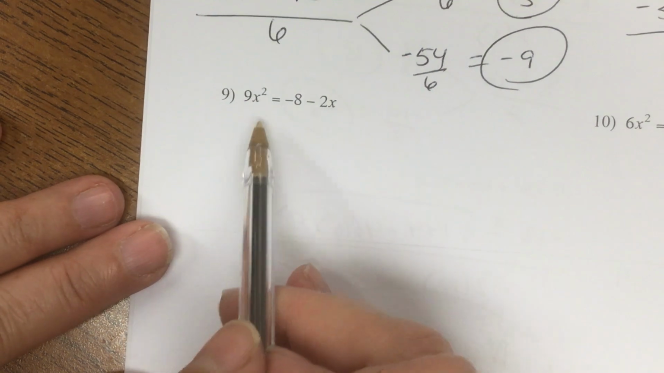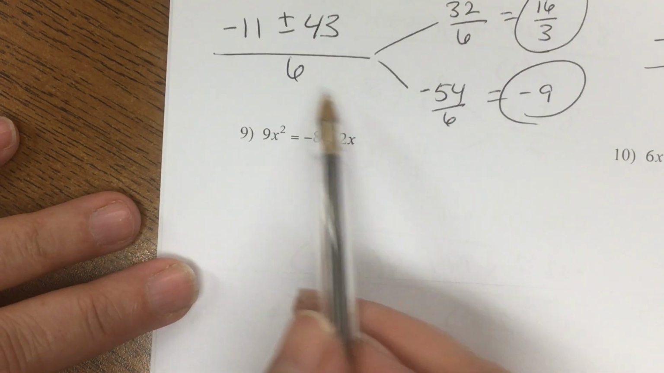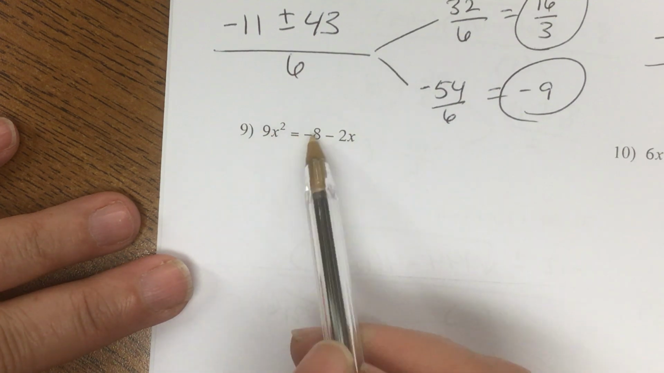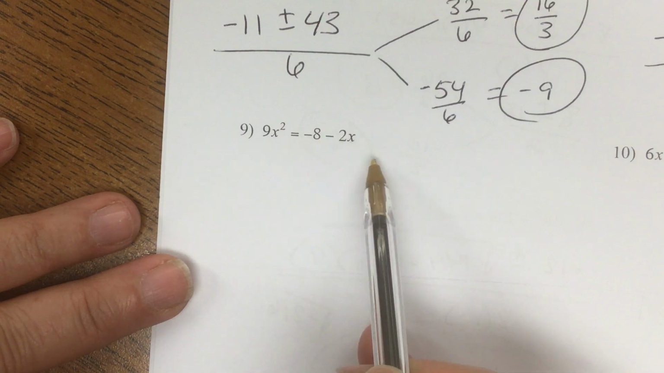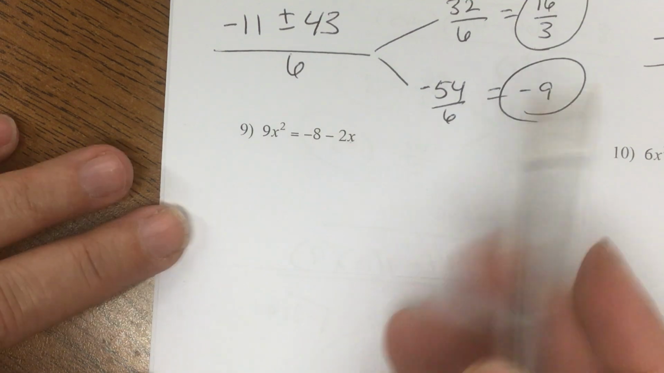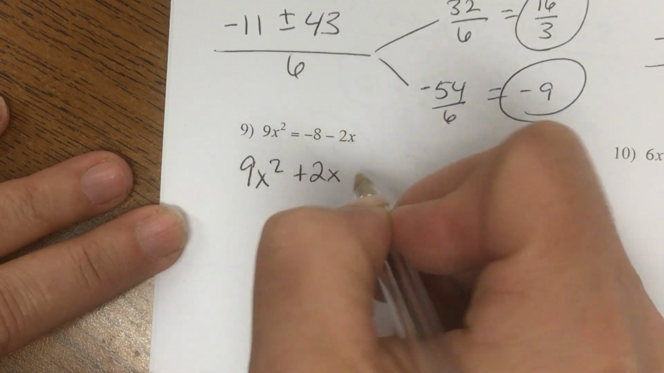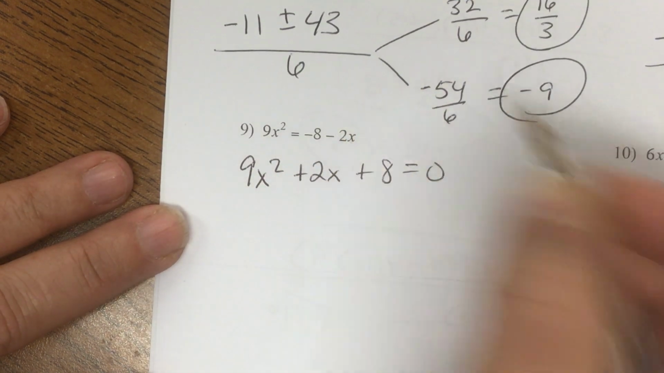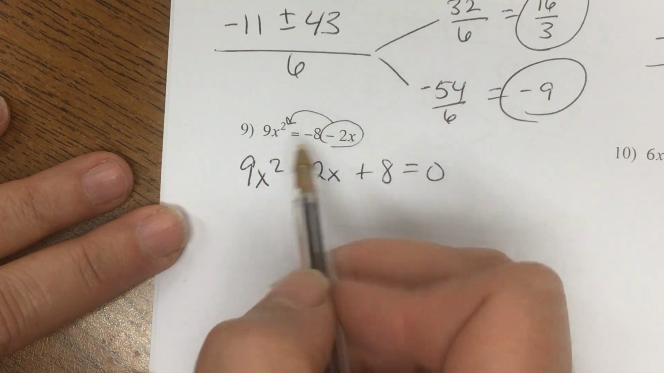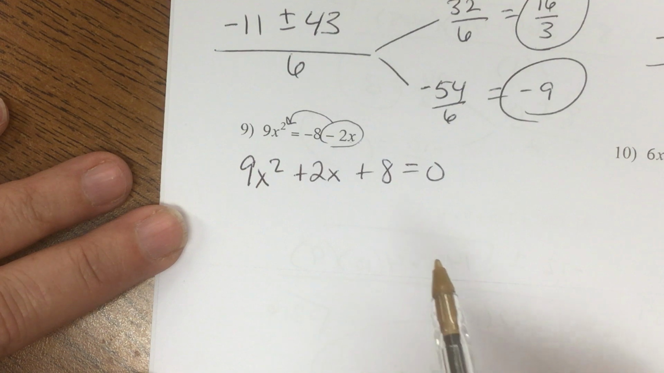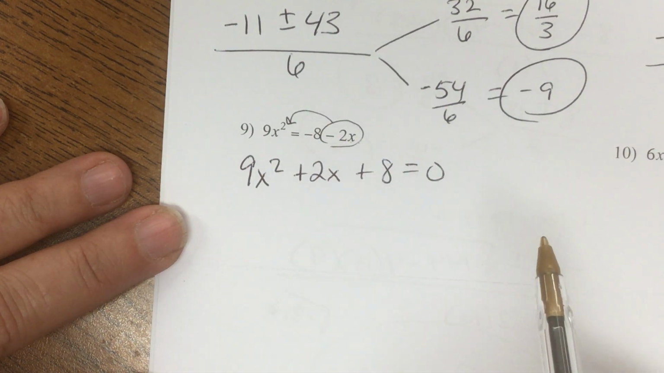Number 9 doesn't need to have anything added or subtracted. It just needs to be moved over to the other side. I only have 3 things. I have an x squared term, I have an x term, and I have a number, but I've got to get everything on one side and set it equal to 0. So it's going to become 9x squared plus 2x plus 8 equals 0. Because when you move that over, it becomes positive. And then when you move the 8 over, it becomes positive. Because what you're really doing is adding 8 to both sides and adding 2x to both sides.